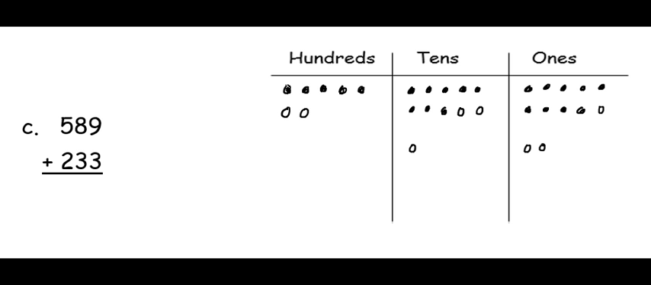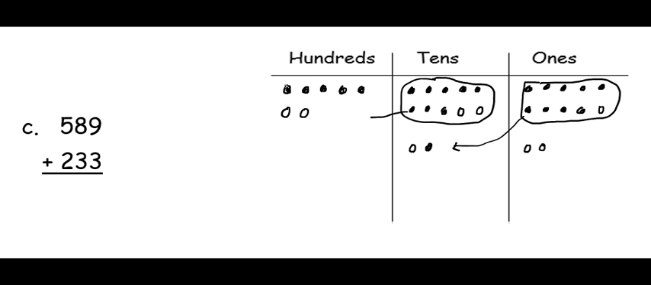Starting in my ones column, I see that I have a group of 10 that I can bundle, and I'll move those over as a group of 10. In my tens column, I also have a group of 10 tens. I can bundle those, move those over as a group of 100. So once I bundle these and move them over, they're gone.